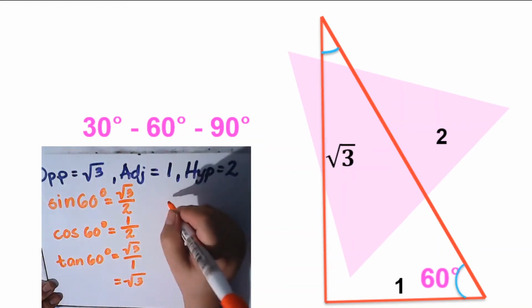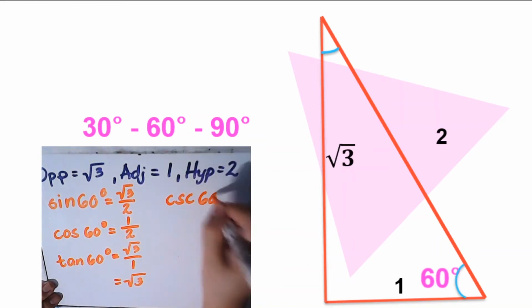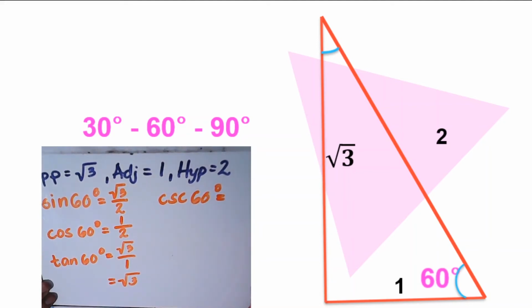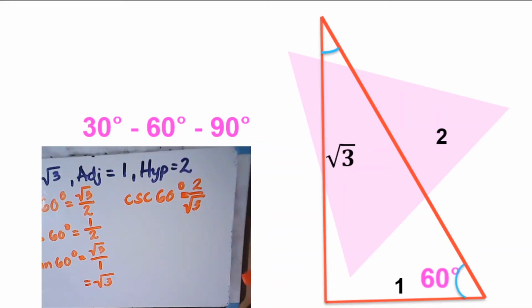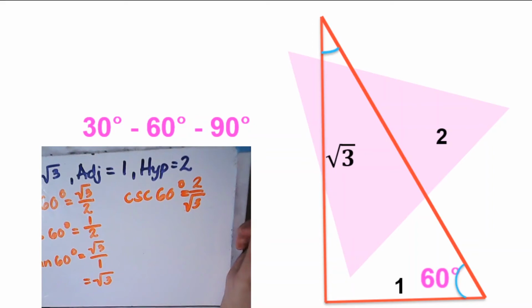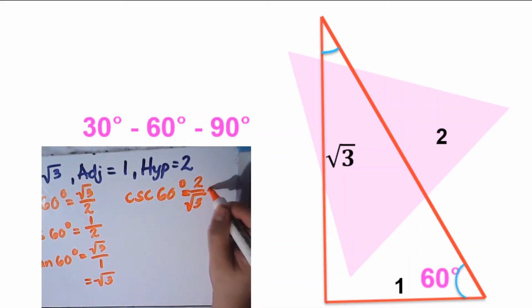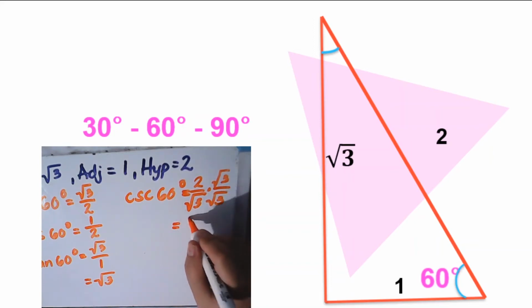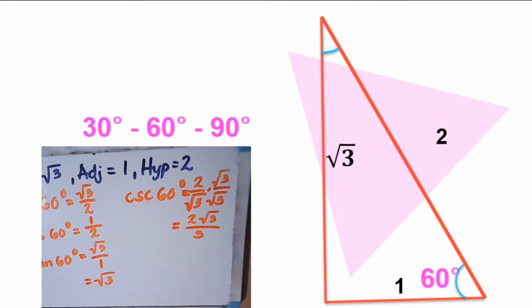The reciprocal of sine is cosecant. So, if sine is opposite over hypotenuse, cosecant is hypotenuse over the opposite side. So, we have 2 divided by square root of 3. We have to rationalize the denominator square root of 3 by multiplying both sides by square root of 3. Cosecant is equal to 2 square root of 3 divided by 3.